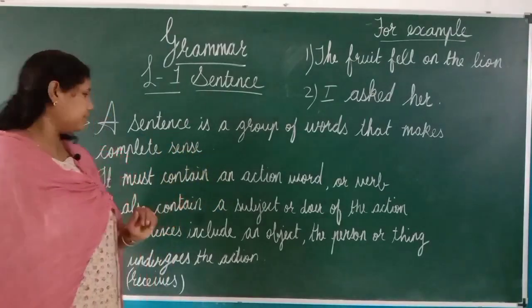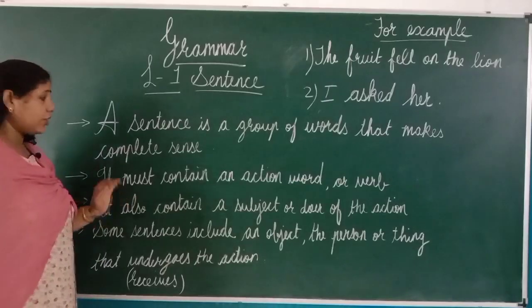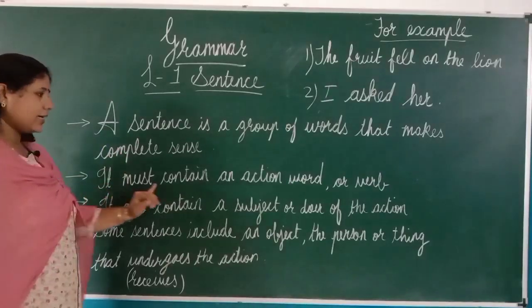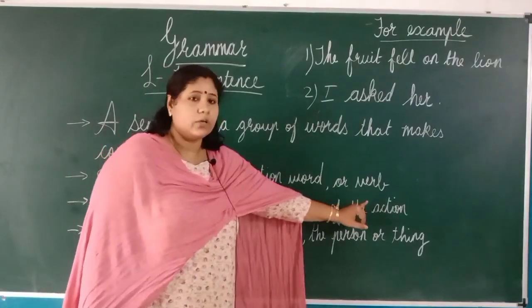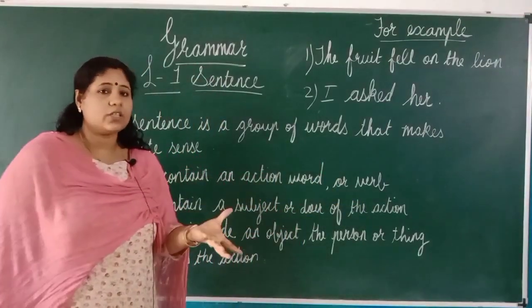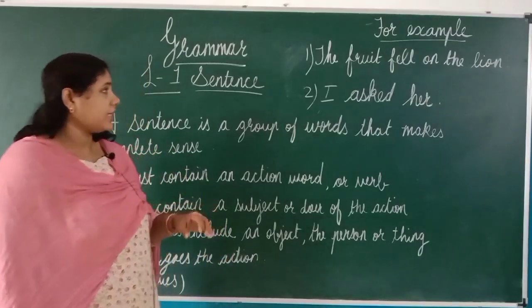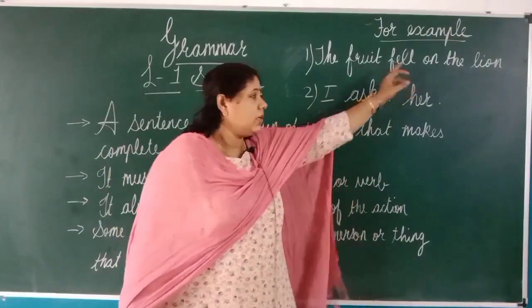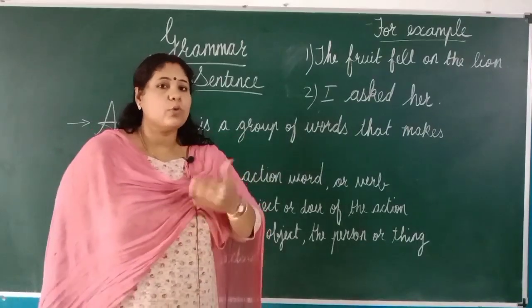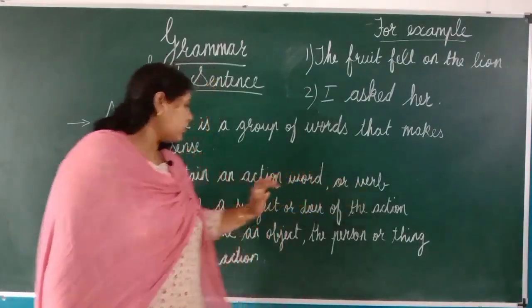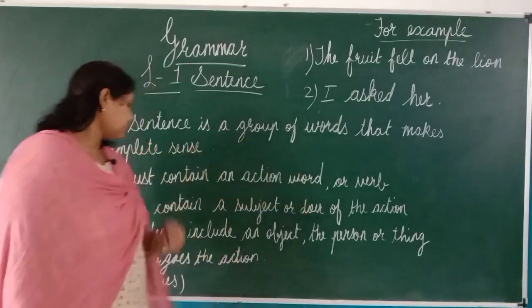Meaningful sentence. Second point, what it should have. It must contain an action word or verb. Verb means all the action words are known as verb. Okay. For example, here you see fell, asked. Understood? जो तुम काम करते हो उसको बोलते हैं verb or the action word.